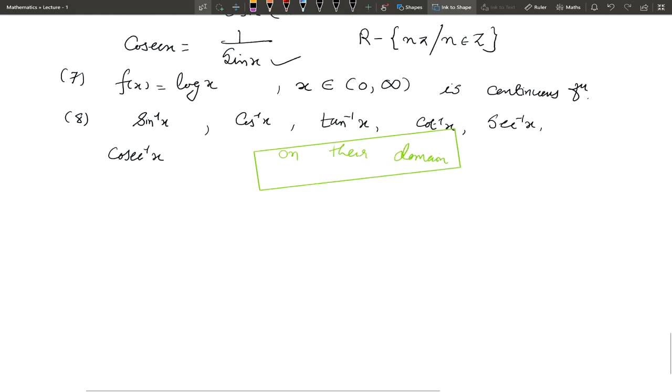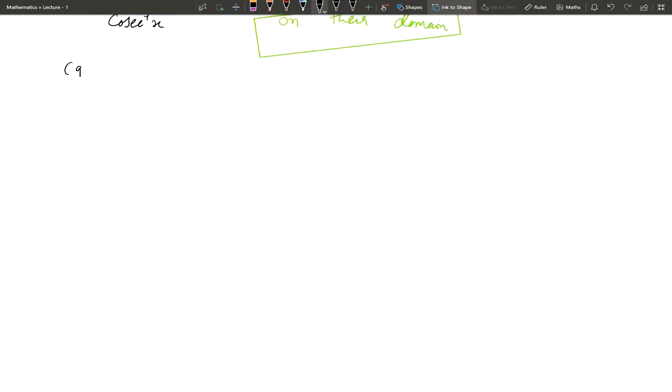Modulus function: f of x equal to mod x is a continuous function on its domain. So these are the important results. One has to remember these results. Now we take some examples.